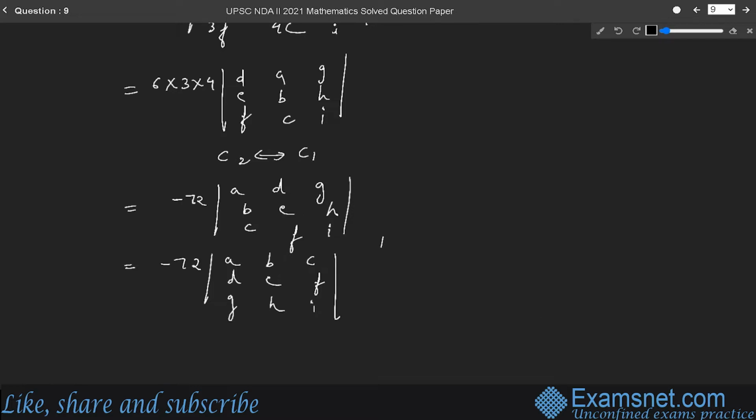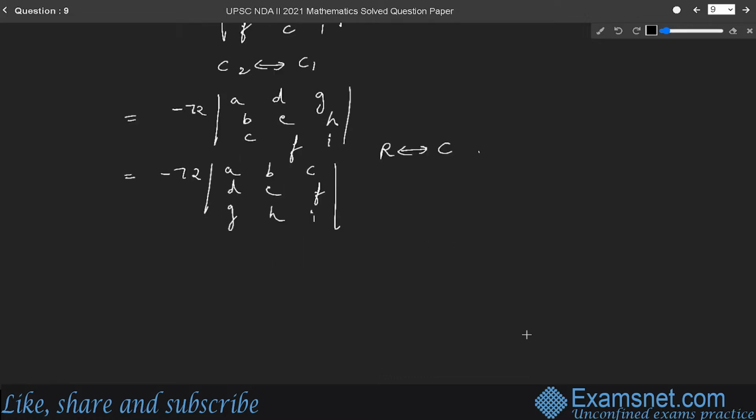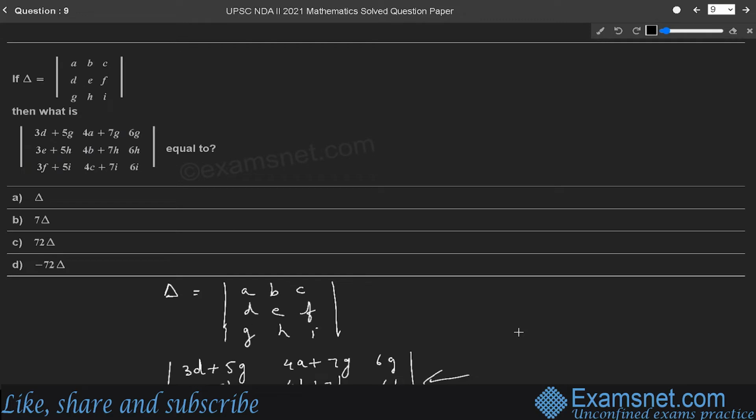Here you have to write the expansion that rows are interchanged with columns. So in this way we get the determinant A, B, C, D, E, F, G, H, I is equal to minus 72 delta. So the correct value for this particular determinant is minus 72 delta. Therefore, the correct option is option number D here.